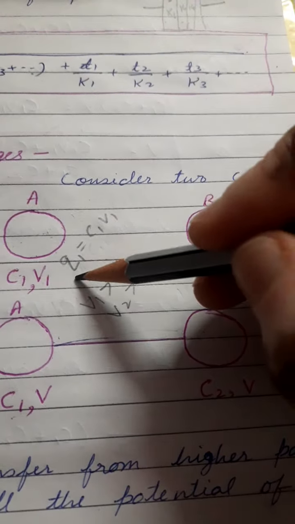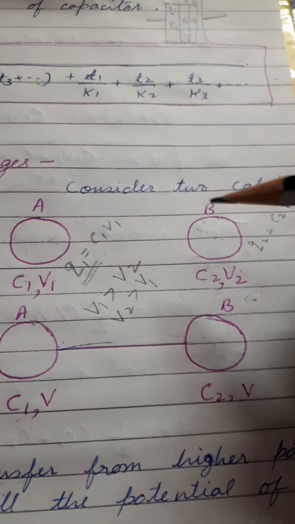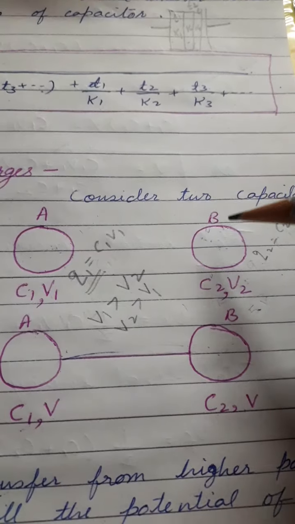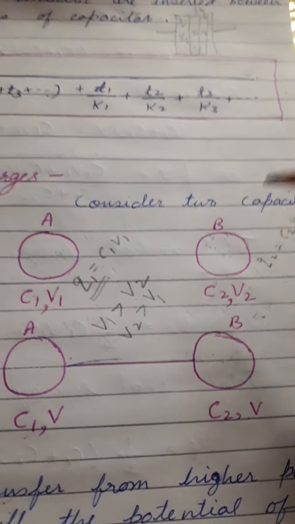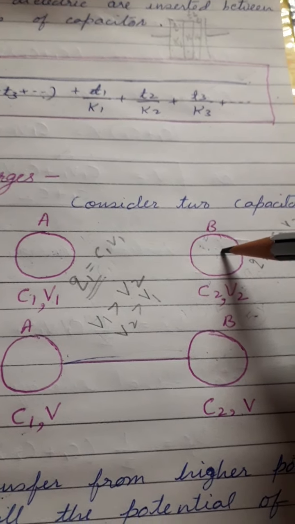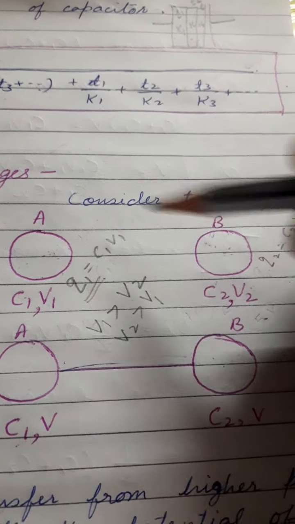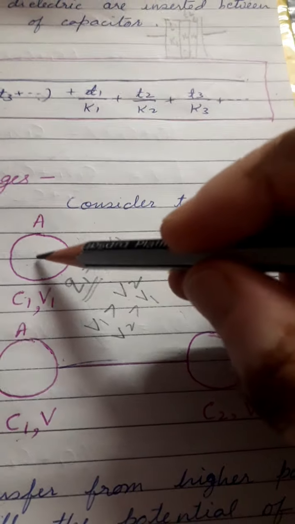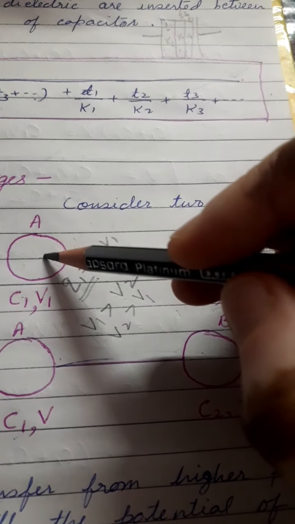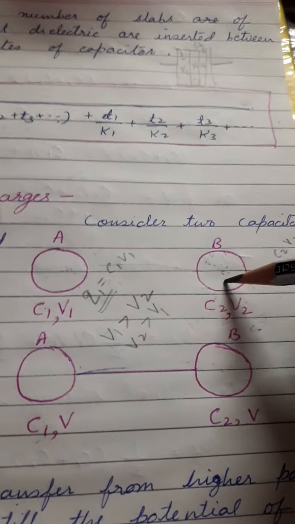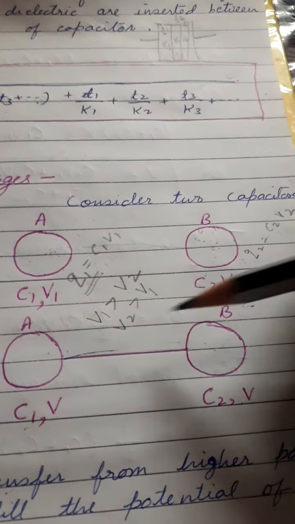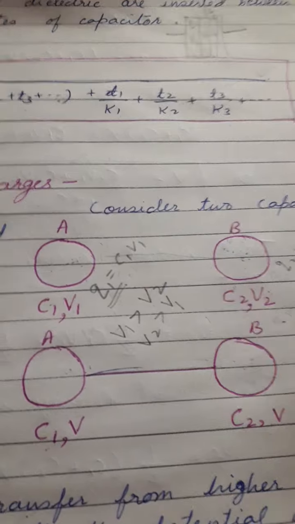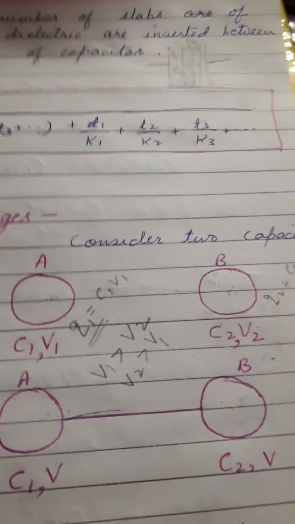That doesn't matter how much charge is there. If this object has charge 100 microcoulomb and this has 10 microcoulomb, but this has potential 100 volt and this has potential 10 volt, then charge will transfer from B to A, that means from 10 microcoulomb to 100 microcoulomb, because this has lower potential and this has higher potential. And charge will transfer till the potential of both will become equal. That is the condition for the charges.